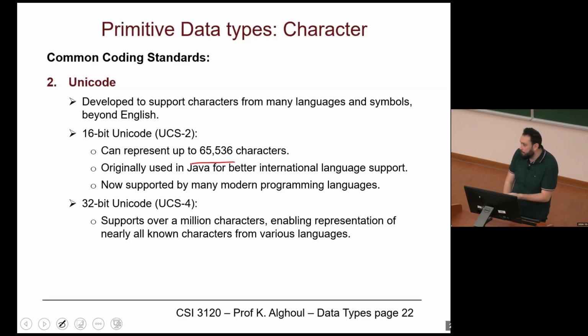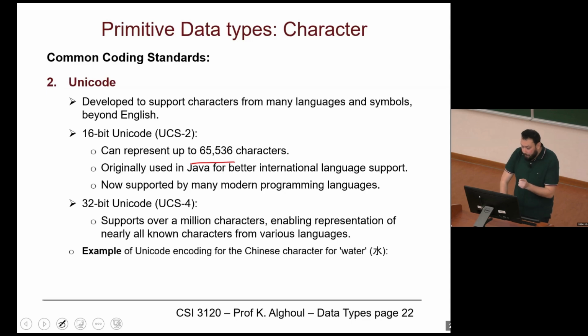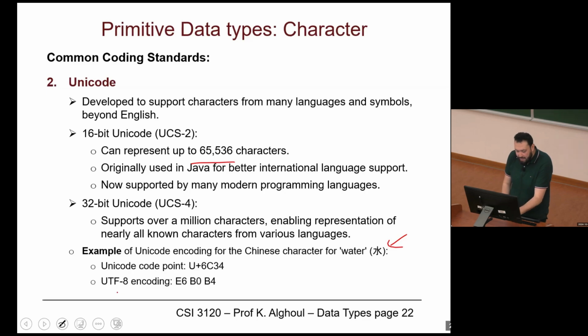So if I take an example, let's take the Chinese character for water, which is this. Okay? So how is it actually represented? So the Unicode point, and then the UTF is the UCS, just a different way of saying UCS. It's going to be like this, for example.